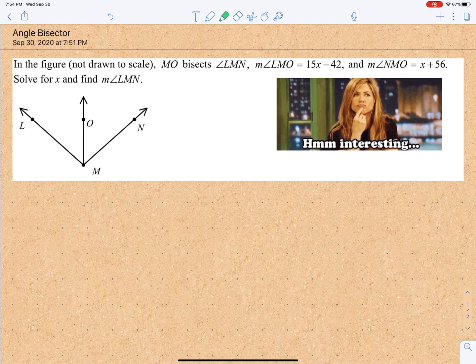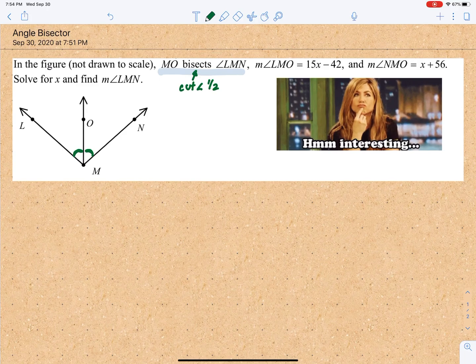Okay, so let's annotate. Here it says MO bisects angle LMN. So this is angle LMN and they're saying ray MO bisects it. If you remember from class, bisects means cut the angle in half. So we have two equal parts. Let's put the loops to show that. Remember in diagrams, you put the loop to show they're congruent.